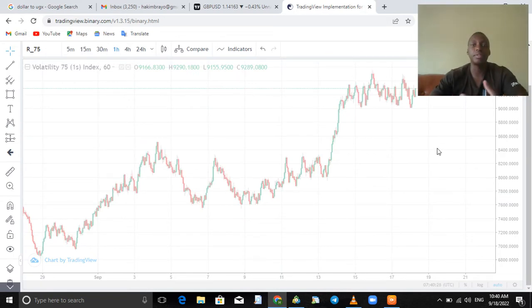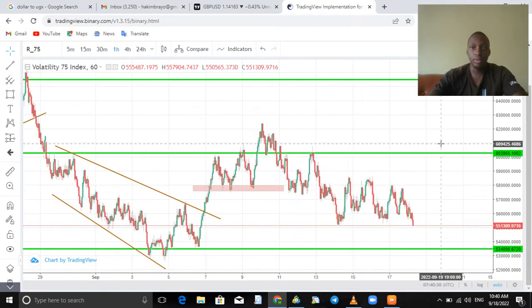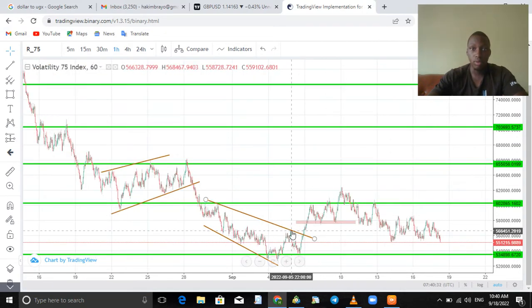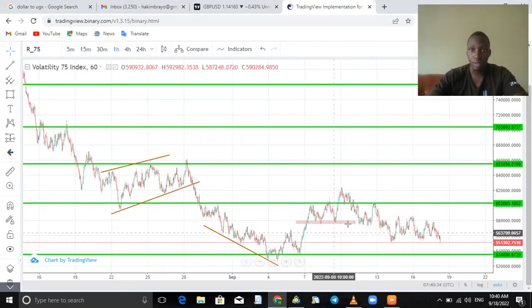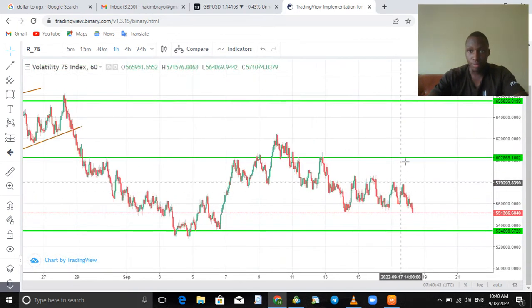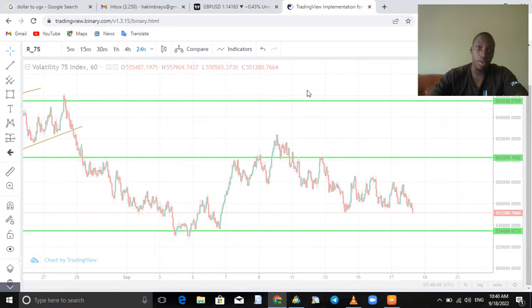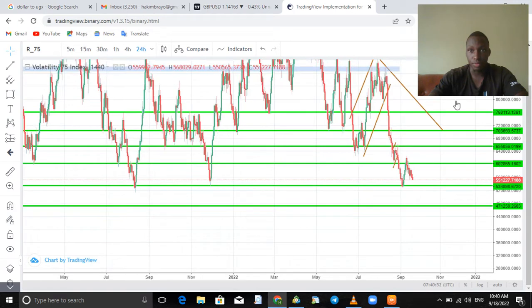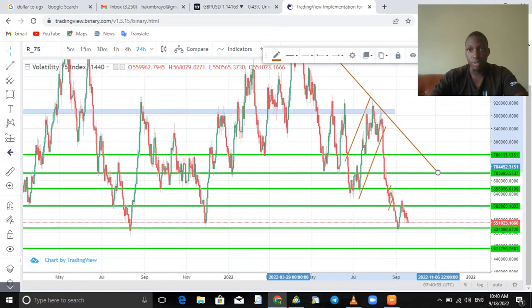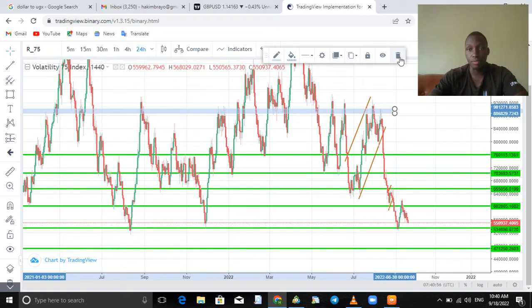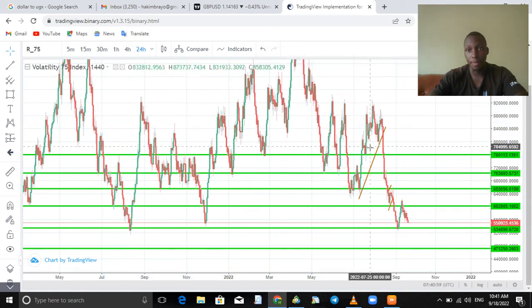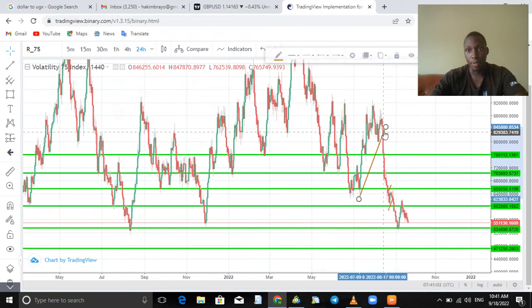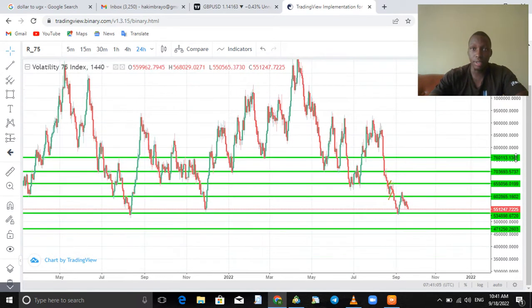Now a lot of traders find it difficult analyzing this pair, but we are going to try as much as possible to analyze it for you such that you cannot be confused. So this is volatility 75. Let me try to delete all this stuff. Now volatility 75 has also been in a deep downtrend.